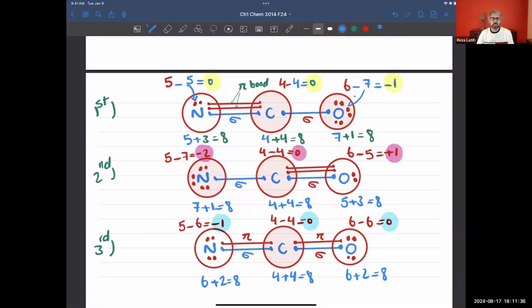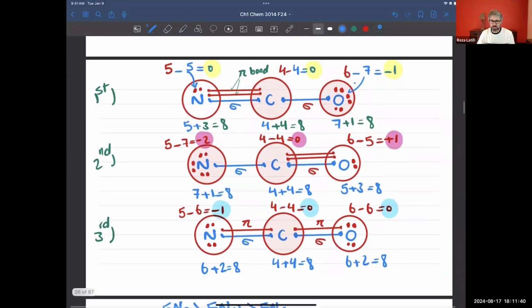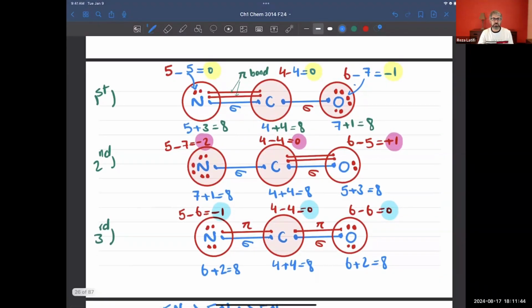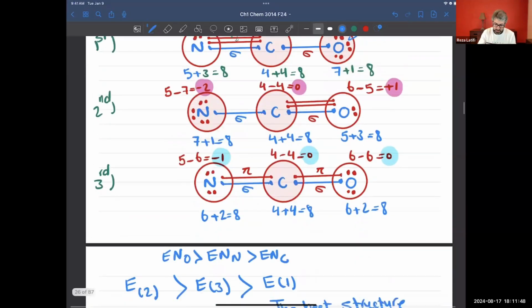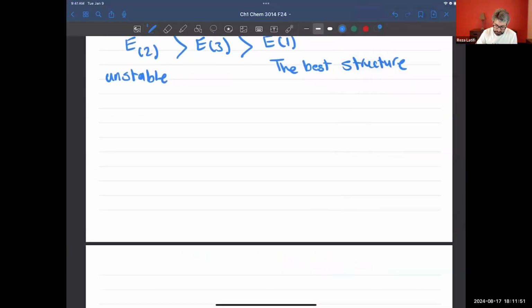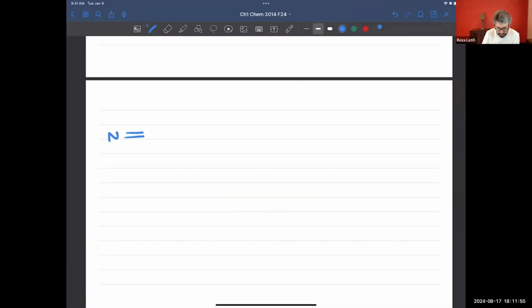So what did I get? I got 3 structures, and the difference between them technically is the position of the double or triple bond. Let's start with this one. We have nitrogen attached to carbon, and carbon attached to oxygen. This can be transferred to a structure that has 2 lone pairs on nitrogen, a double bond between carbon and nitrogen, and a double bond between carbon and oxygen. And oxygen has 2 lone pairs.